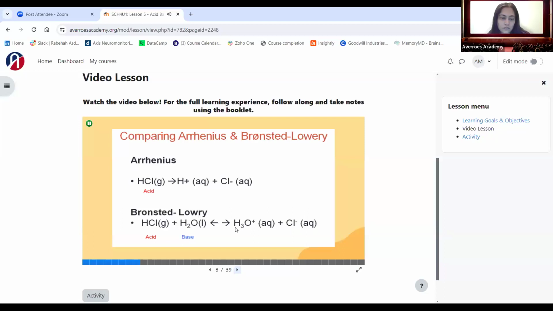So this equilibrium is typical of all Bronsted-Lowry acid-base reactions. There's always going to be two acids and two bases in any acid-base equilibrium. We call this a conjugate acid-base pair. We'll talk a bit more about that.